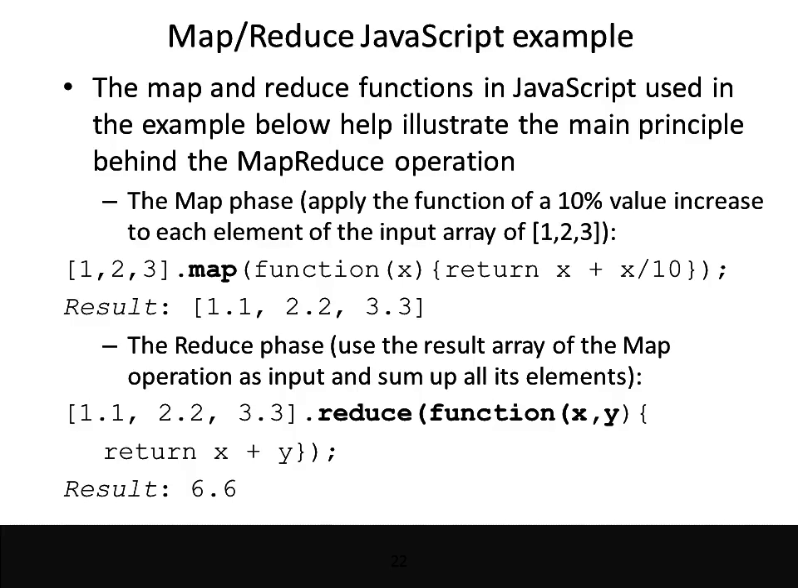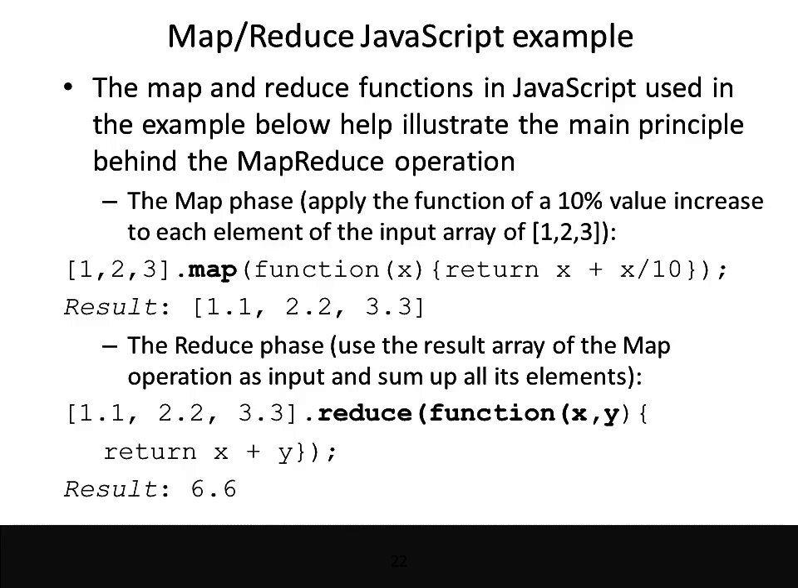In this case, the operation is this function of x. And what happens in this function is it's returning x plus x over 10. It's multiplying the number by 1.1. And so the result of the map operation on that input, where the input is 1, 2, 3, is a resulting array 1.1, 2.2, 3.3. Each element of the array was increased by a factor of 10%.